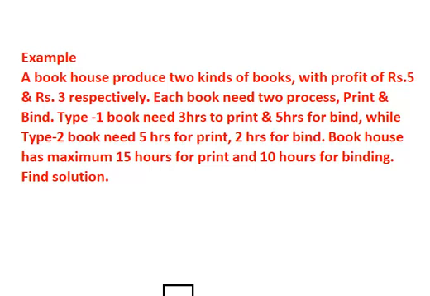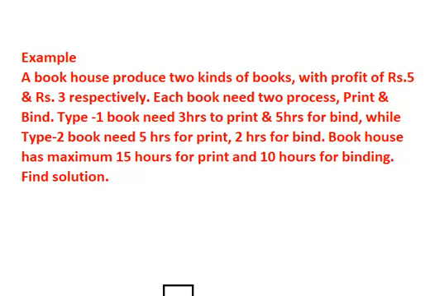A book house produces two kinds of books, type 1 and type 2, with profits of 5 rupees and 3 rupees respectively. Each book needs two processes, print and bind. Type 1 book needs 3 hours to print and 5 hours to bind, while type 2 book needs 5 hours for print and 2 hours for bind. The book house has a maximum of 15 hours for printing and 10 hours for binding. Now we need to find how exactly we can give the maximum profit to this book house.